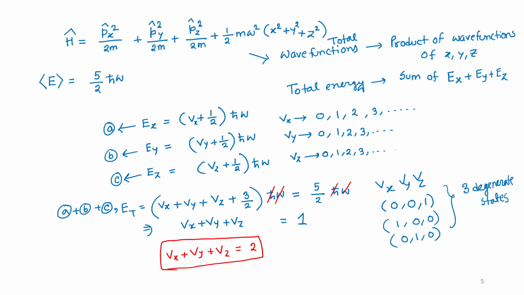0, 1, 1, 1, 0, 1, right? 1, 1, 0. Is 0, 0, 2 also going to be another option, right? 0, 2, 0, 2, 0, 0, right? So in that case, you are going to get 6 degenerate states.